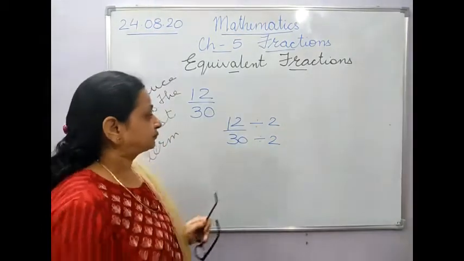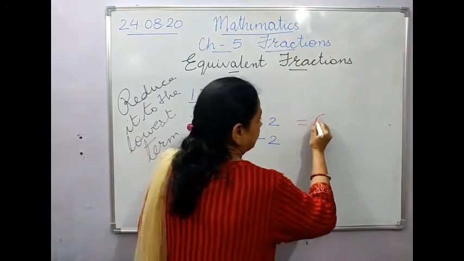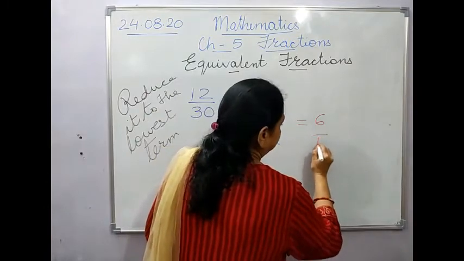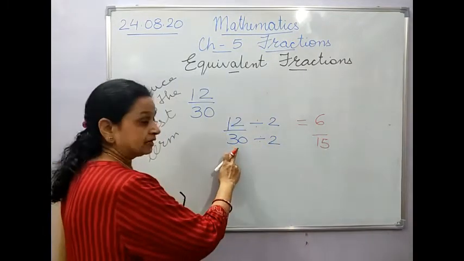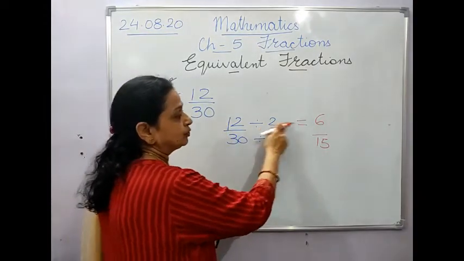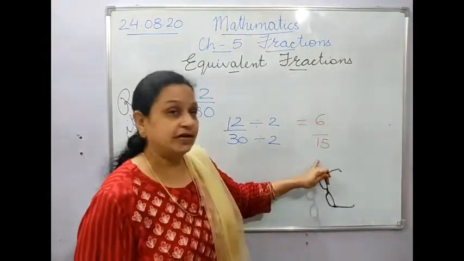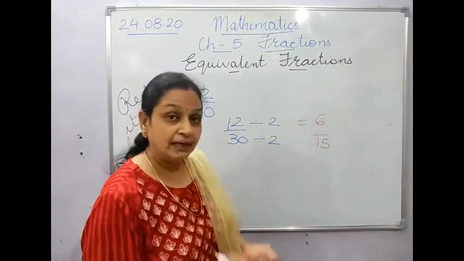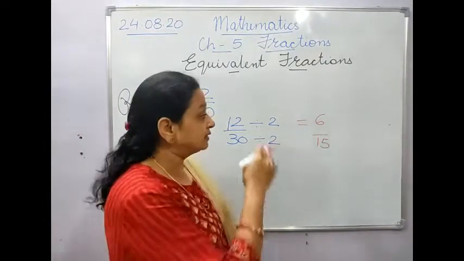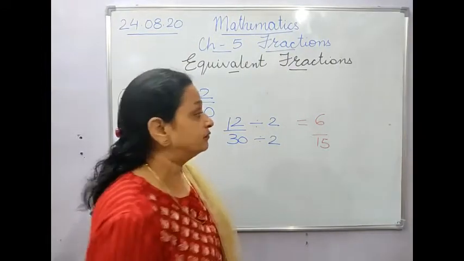Now see here. 2 6s are 12. 2 15s are 30. That means if you divide this 30 by 2, you will get 15. If you divide this 12 by 2, you will get 6. 6 upon 15 is the fraction you got after dividing this. But still you can say it can be divided. There is one factor there which can divide both of them. And what is that? It comes in table of 3.